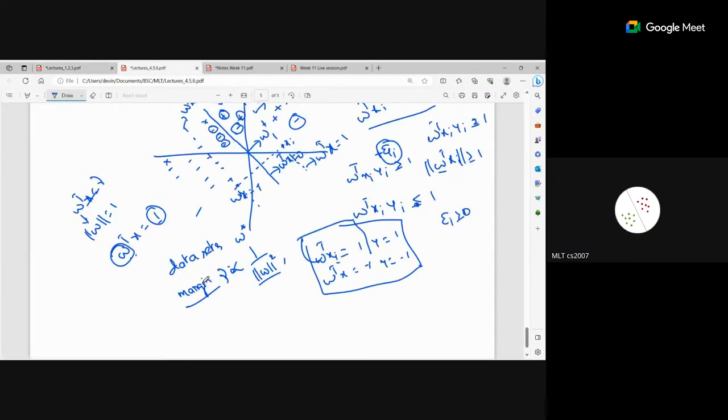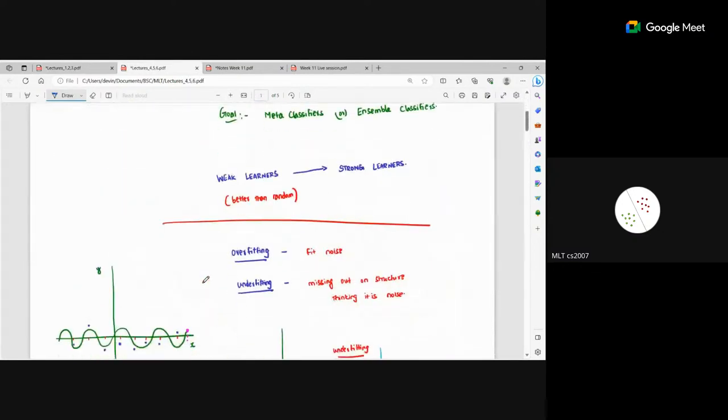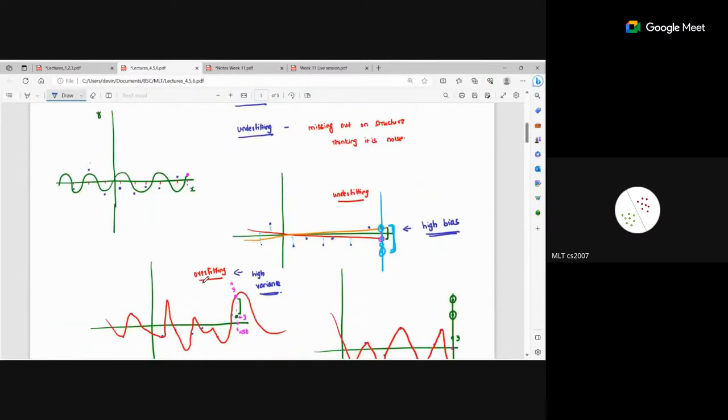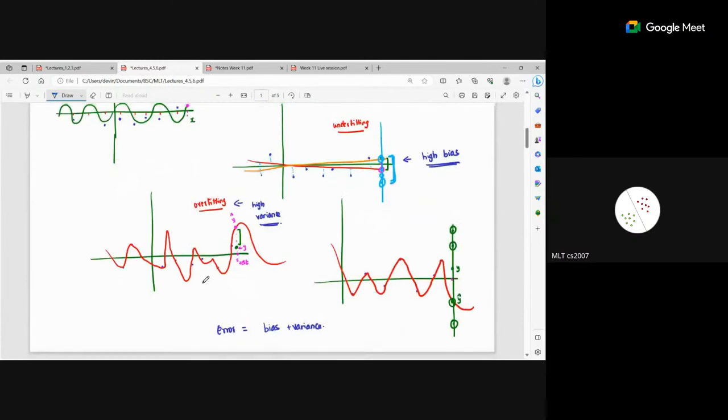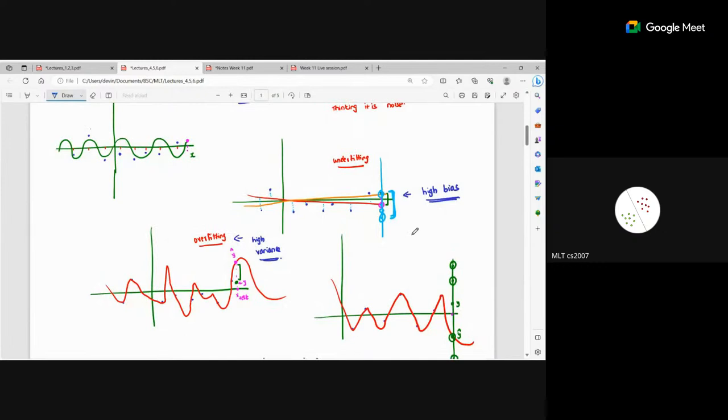Then we'll move on to bagging. The bagging as well as the boosting, we'll try to cover. Generally when you have error, it could be of two types: either underfitting or overfitting. In underfitting, the structure you assume is not correct. You assume a very simple structure. For example, in this scenario it's sinusoidal, or a higher order one.